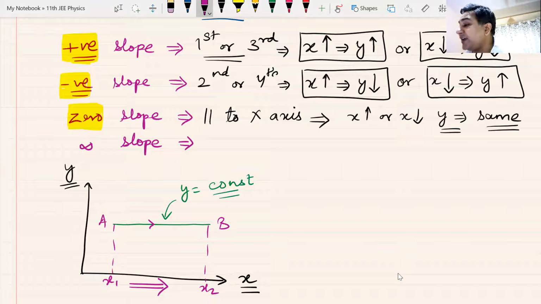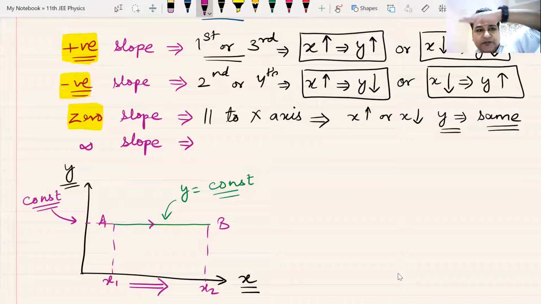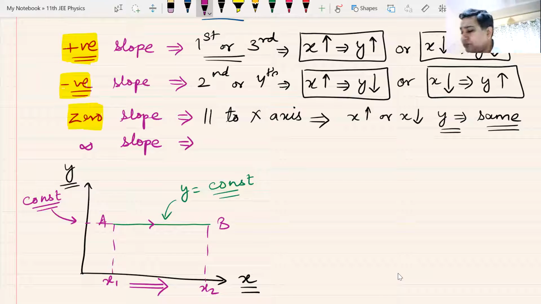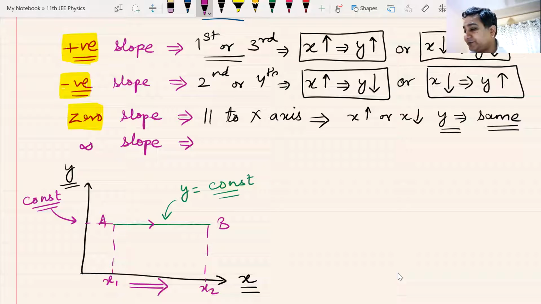What is happening to the value of y? See, the value of y remains constant. And as you can see, this graph makes an angle of 0 degrees with the x-axis. There is no tilt, it is flat. In terms of a road, it is a flat, horizontal road. y is constant, slope is 0. Whatever you do with the value of x, the value of y doesn't change. Such a graph, which is parallel to the x-axis, is known as a graph of zero slope. Am I clear with this point?